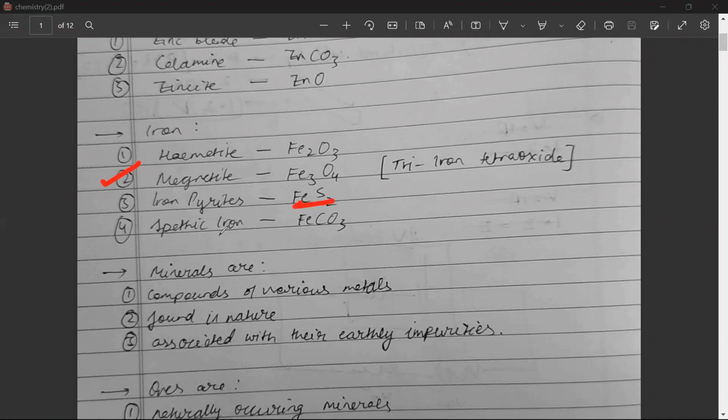And then you have spathic iron. This is spathic iron ore. Its chemical formula is FeCO3, and its chemical name is iron(II) carbonate, because both their valencies are 2: Fe is +2 and CO3 is -2, sorry. So minerals are compounds of various metals found in nature associated with earthy impurities. Okay. Now let's scroll down a bit.